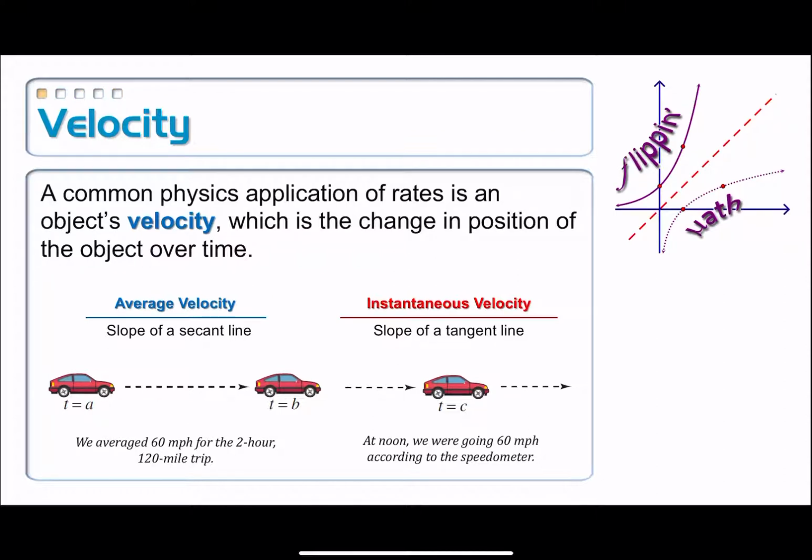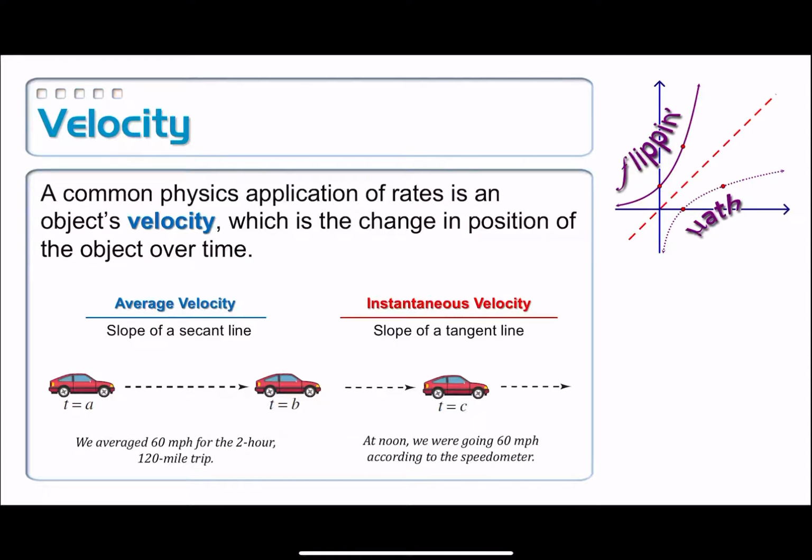So prior to calculus, we were able to do this concept as an average velocity. And again, average velocity is associated with the slope of a secant line. It's a change in distance over a change in time. It's a rise over a run. So for example, let's say we took a road trip, and that road trip was 120 miles, and it took us 2 hours to drive that far. We're going to average 120 divided by 2. We got 60 miles per hour for the whole entire trip.